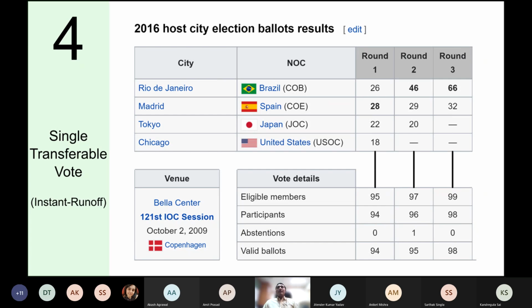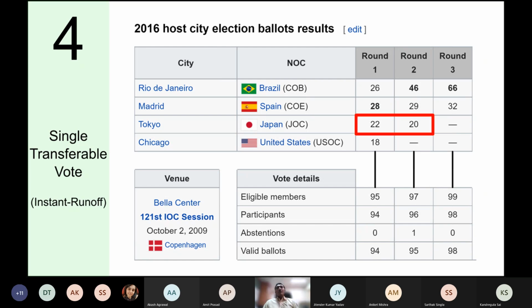Now, because Chicago got the least number of votes, it got eliminated from round 1. So in round 2, we are left with just these 3: Rio, Madrid, and Tokyo. And again, people vote. It's somewhat unlike STV in that you're supposed to re-enter your ranking. It's not the same ranking that carries over. It's not exactly STV, but it's somewhat like it because you're taking out the candidate with the least plurality score. Anyway, this is how this voting rule works.